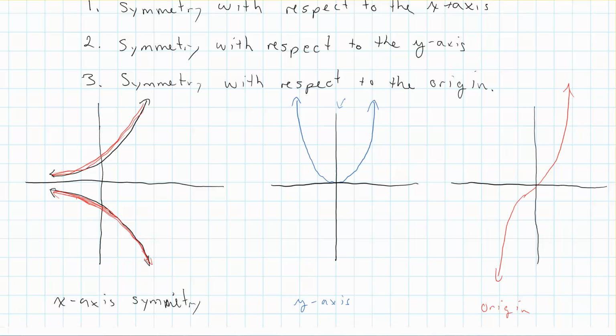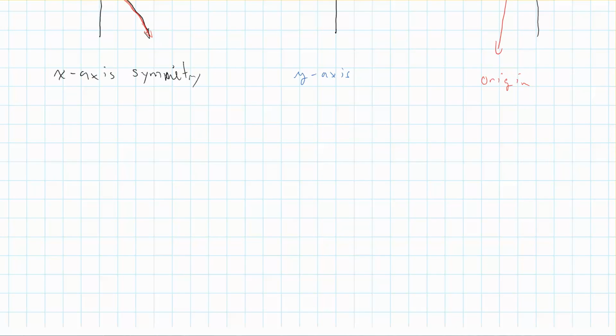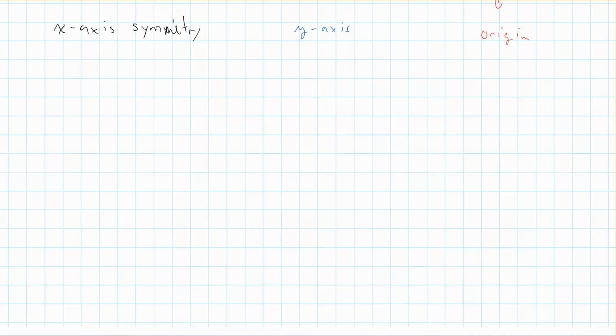So how do we test for symmetry? I mean, we can look at a graph and determine whether it's symmetric about one particular axis, but what about if we don't have the graph? If we just have the equation of the graph, how can we test for symmetry that way? Well, let's go ahead and talk about it.